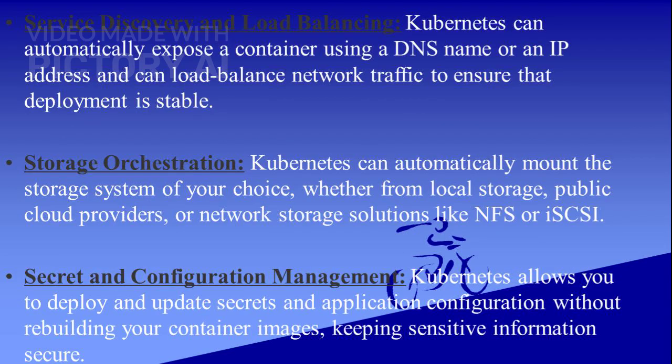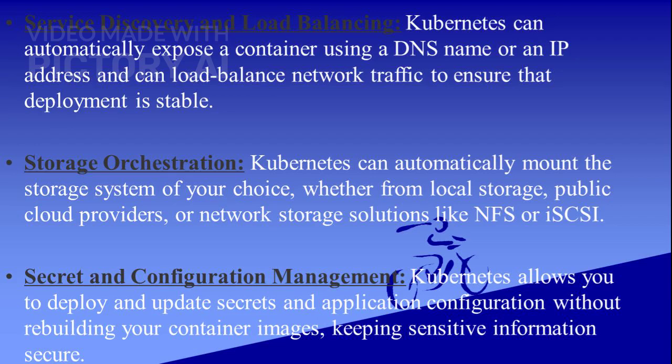Service discovery and load balancing: Kubernetes can automatically expose a container using a DNS name or an IP address and can load balance network traffic to ensure that deployment is stable. Storage orchestration: Kubernetes can automatically mount the storage system of your choice, whether from local storage, public cloud providers, or networked storage solutions like NFS or iSCSI.